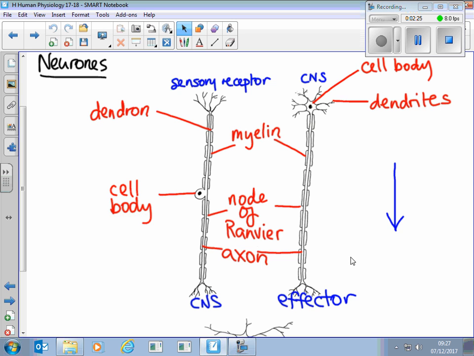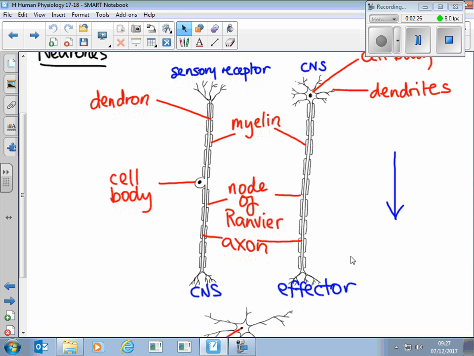The differences between them really are only in the position of the cell body. Otherwise, you've got all the same parts. These fibres are named differently depending on whether they're going into the cell body or coming out. So dendrons and dendrites are what we should have going into the cell body. The axon comes away from the cell body, although you will tend to find the word axon used as a very general term for nerve fibres anyway.